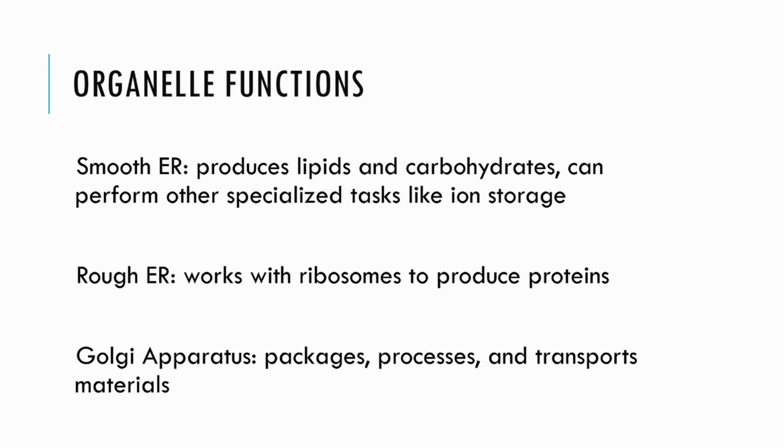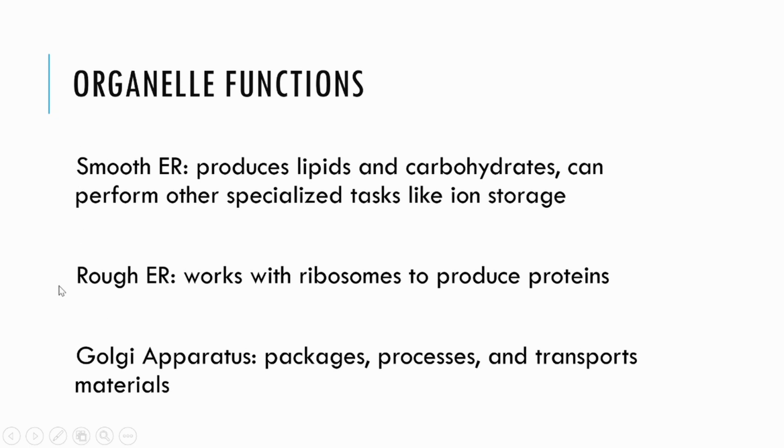The rough ER, which has ribosomes with it, is going to work to produce proteins. The ribosomes are really the workhorse pieces that are making the proteins, but the rough ER is helping with that and also kind of processing and editing things as needed. Both the smooth ER and the rough ER are going to send components to the Golgi apparatus. The Golgi apparatus is going to package, process, and transport those materials around.